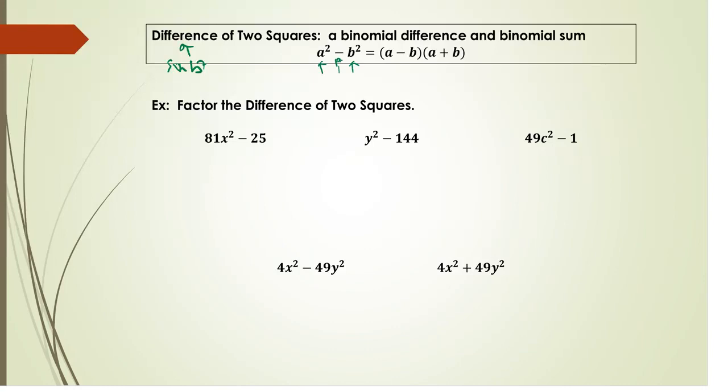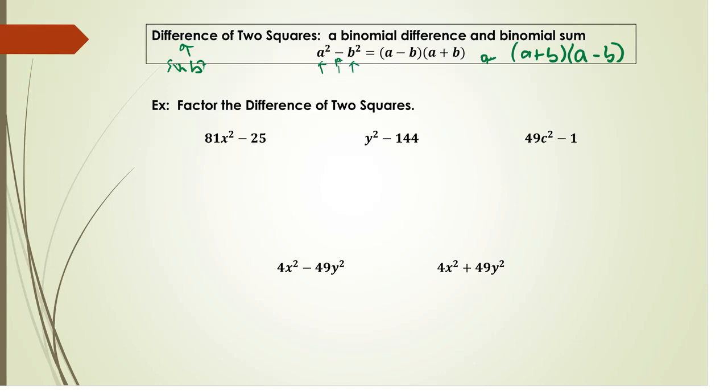And a difference of two squares factors into two binomials that almost look the same, except one of them has a minus in the middle, one is a plus, or a difference and a sum. And you could change the order of these if you prefer. You could say A plus B, A minus B. That's okay.